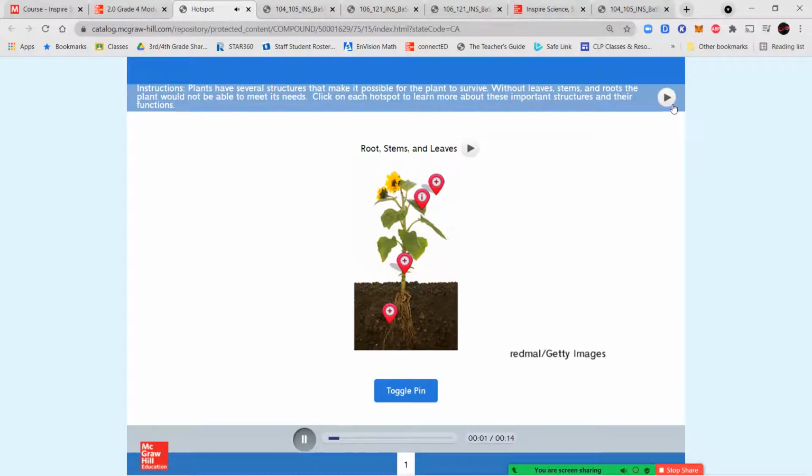Plants have several structures that make it possible for the plant to survive. Without leaves, stems, and roots, the plant would not be able to meet its needs. Click on each hotspot to learn more about these important structures and their functions. Roots, stems, and leaves.